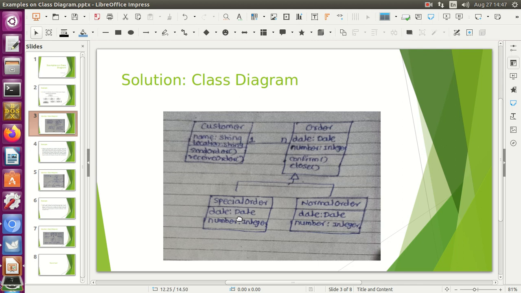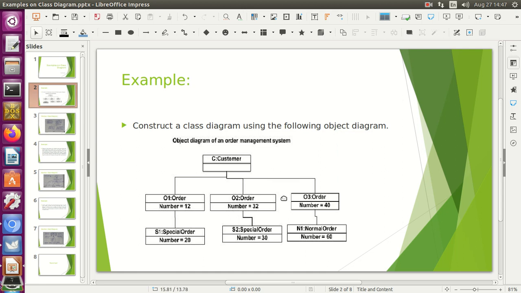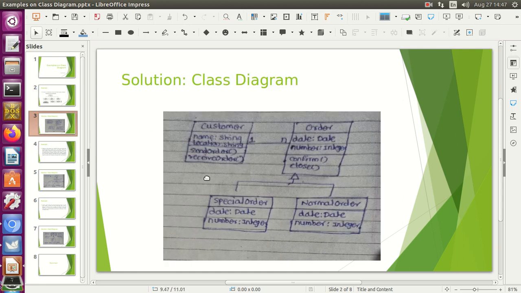The order can be a special order or it can be a normal order, and in that I mention the two attributes, the date attribute and the number attribute. The same for the normal order, date and number, these are the two attributes. So likewise you can convert the object diagram into the class diagram.